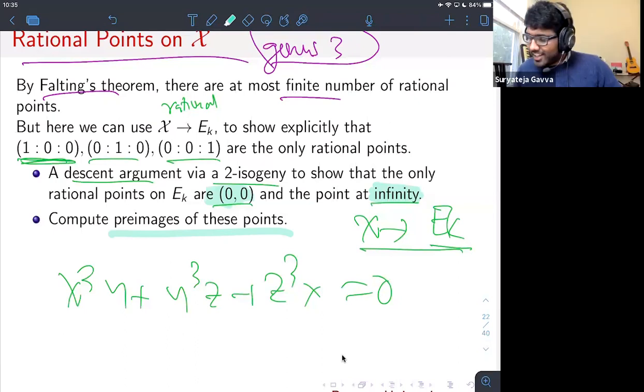Oh yeah. I guess this is the main application of all this stuff, like an arithmetic application in some sense. Okay, is this argument clear? Somehow having this map to an elliptic curve and showing that there are only 2 rational points on the elliptic curve automatically shows that there are only finitely many rational points, and in fact you can compute the rational points on this curve.